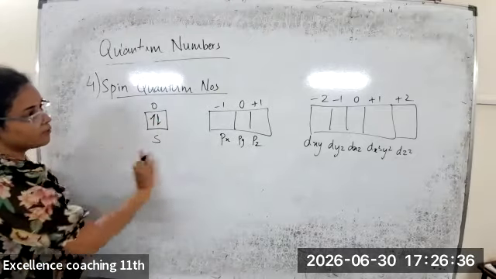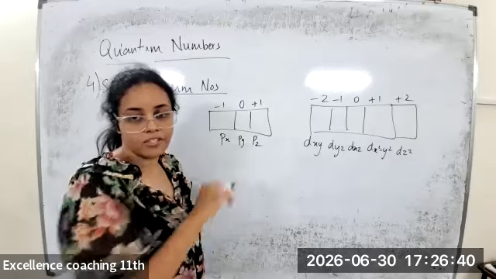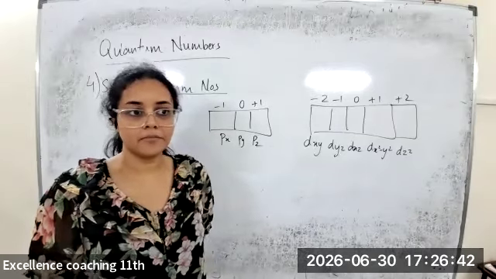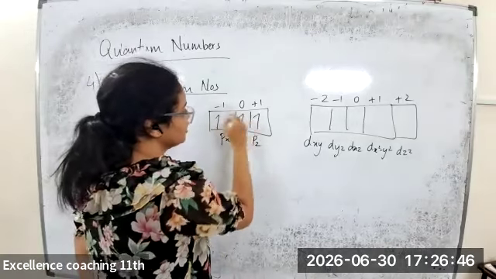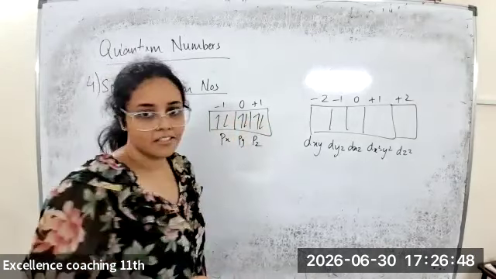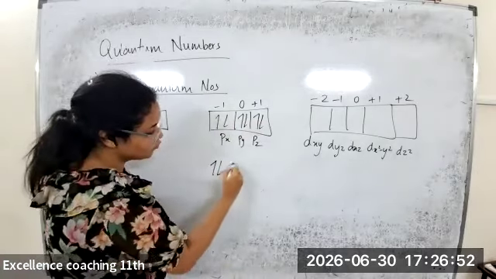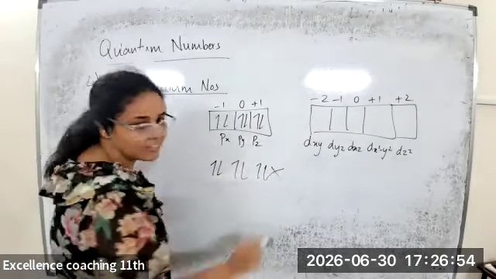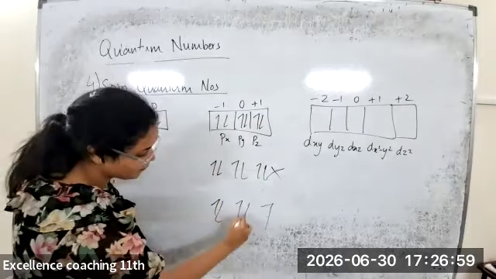Suppose I speak about my P, how many electrons will be accommodated in P? 6. So how will we do it? 1, 2, 3, 4, 5, 6. There is another rule which tells you that you just can't move like this. This is wrong. It should be like this, follow one order and then come back.